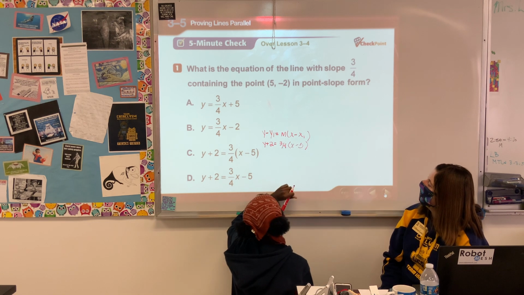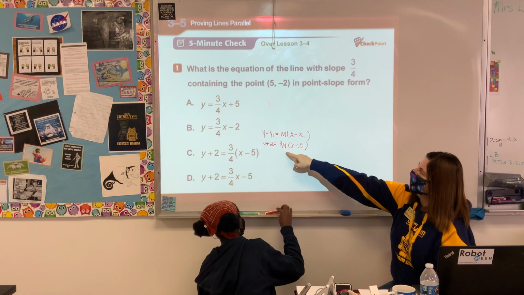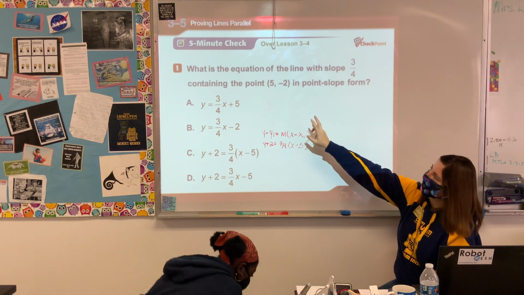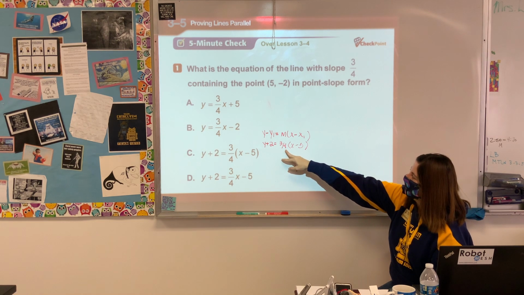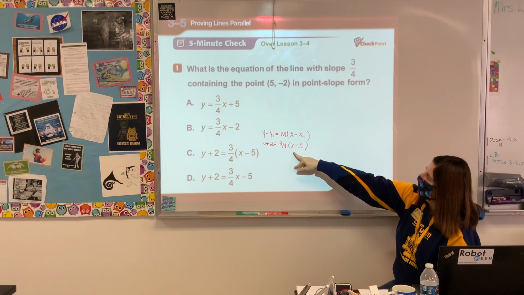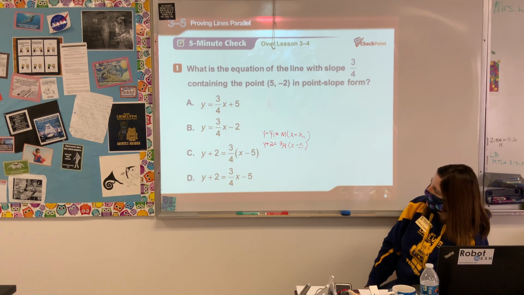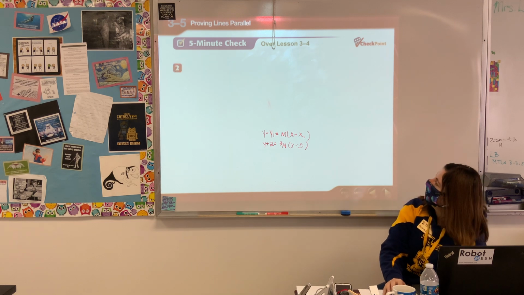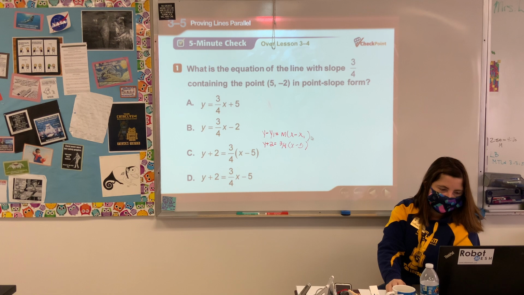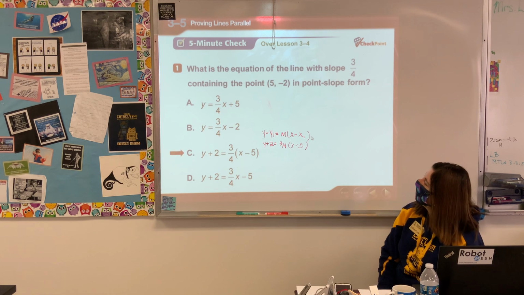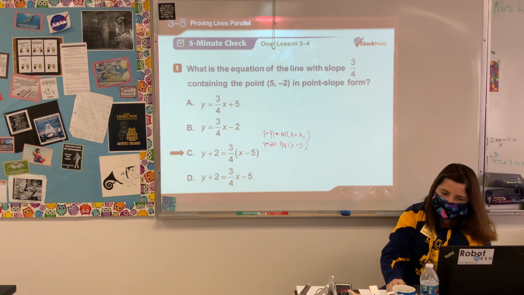So she's already taken an extra step in there. It is y subtract y1. She said y plus 2 because that was y subtract negative 2, which became y plus 2. And she has the 3/4 and the x minus 5. Do you see that? Which one's matching? C. We say C. So y plus 2 is equal to 3/4 times x minus 5.